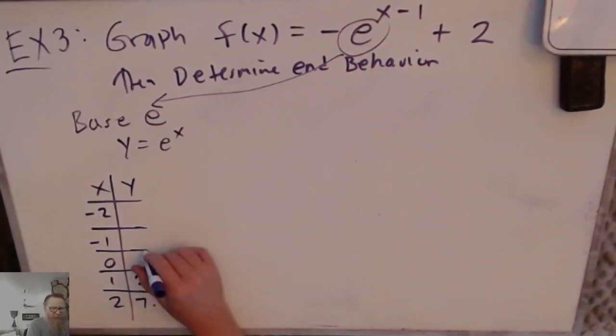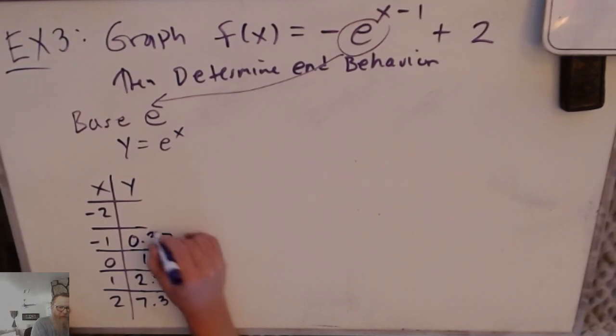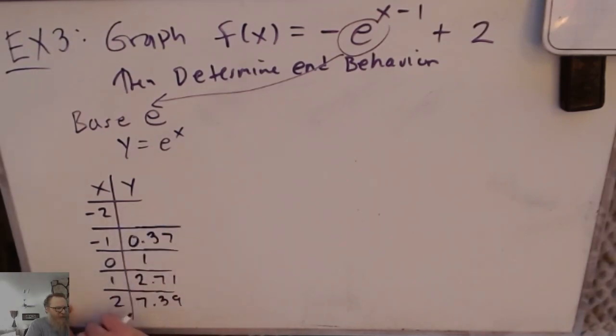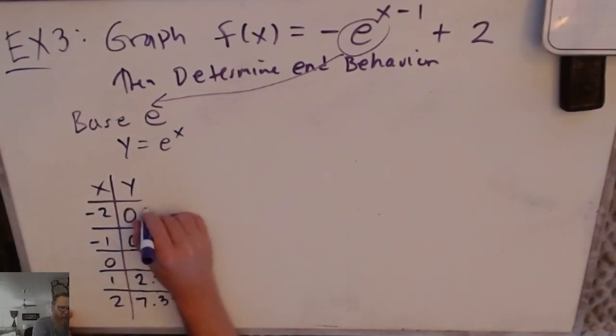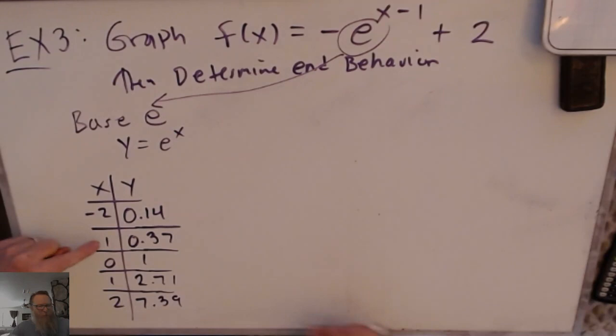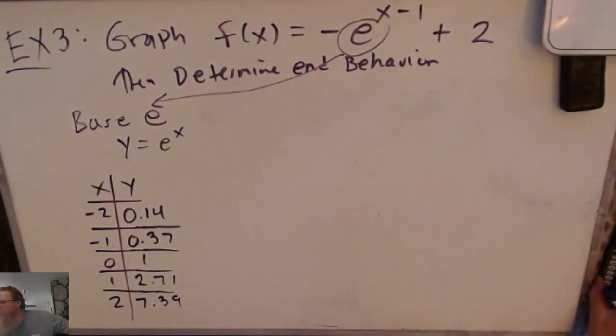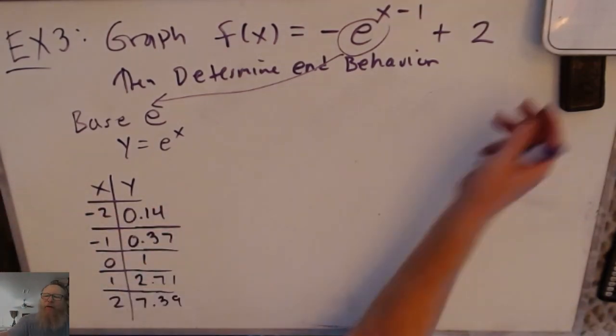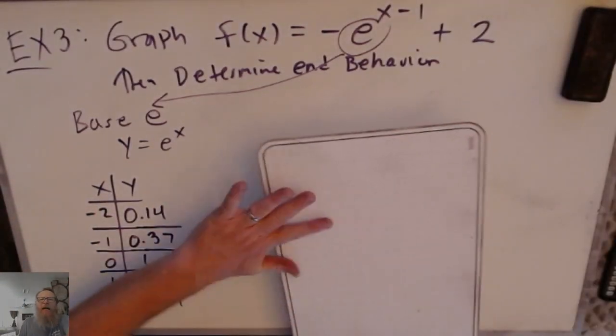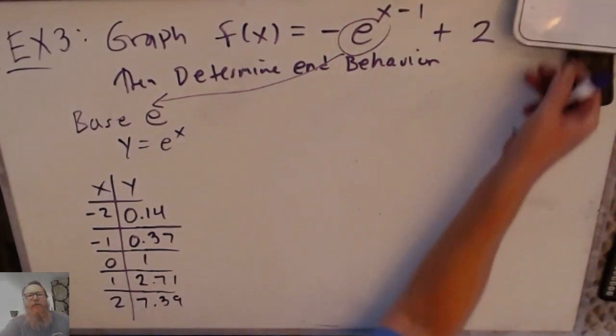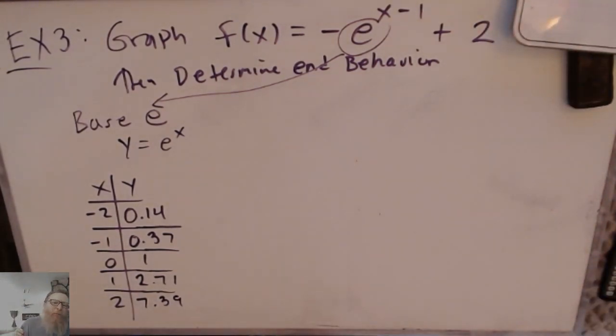2.71, 1, 0.37, and 0.14. You could be more precise. I think this one was like 0.13, what was it, 1353 or something. It doesn't really matter. We're using a graphing board that's not very accurate, so as long as you're close, it has a pretty good tolerance for not being exact on this.